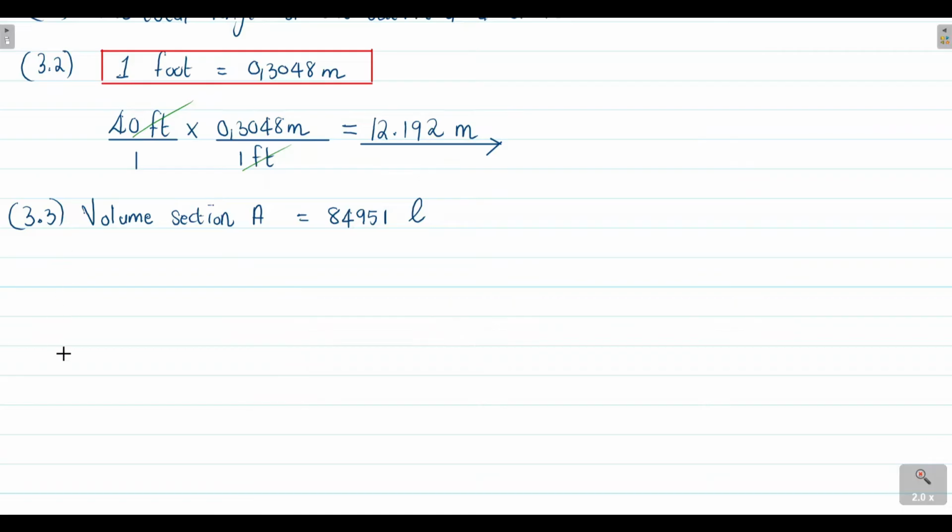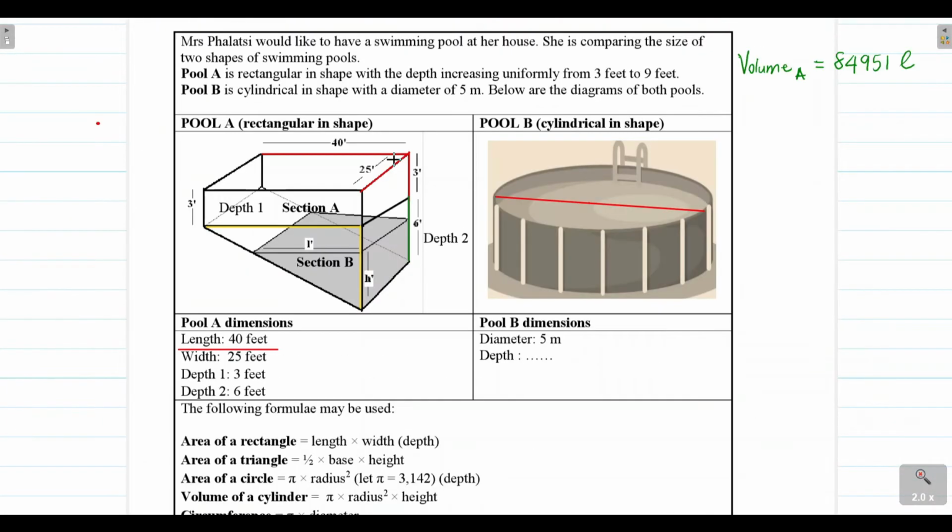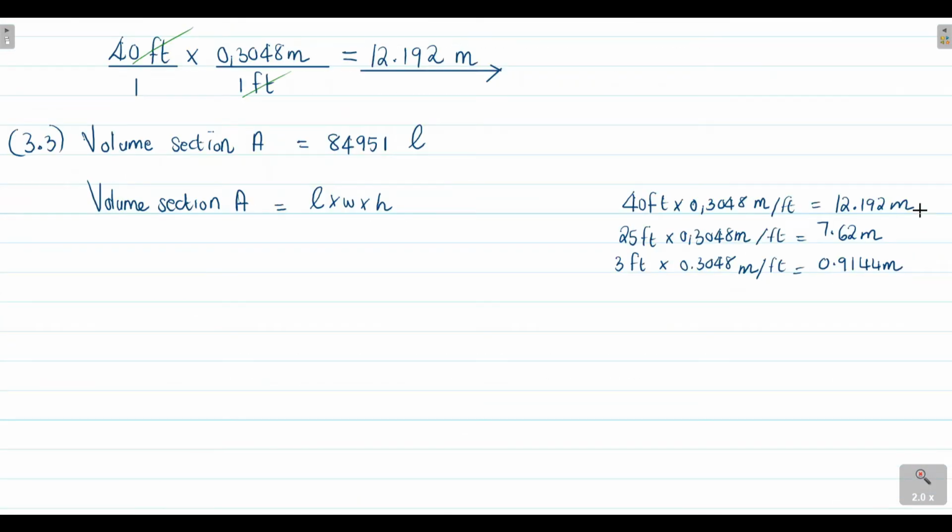So I'm going to show you quickly how they calculated that volume. They converted the 40 feet into meters, the 25 feet into meters, and they also converted the height of 3 feet into meters. Here I've converted all the feet to meters. From here, all we need to do is substitute all your values, which is 12.192. Remember, with mathematical literacy, we only round off your final answer, just for accuracy.